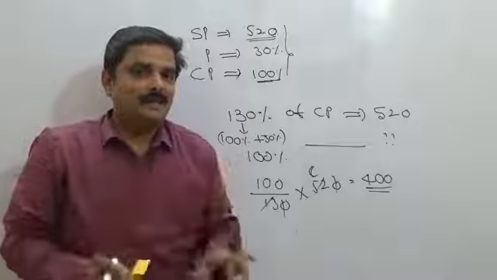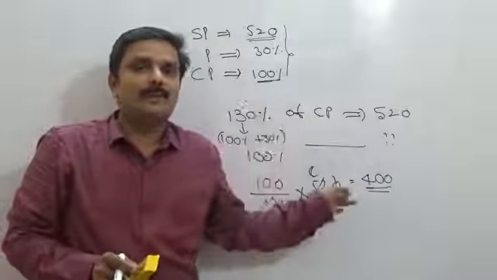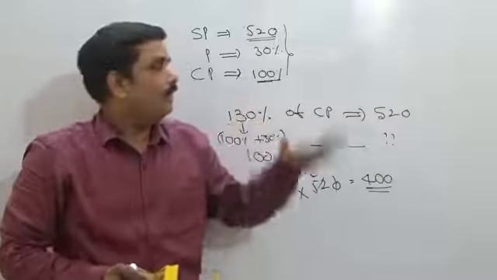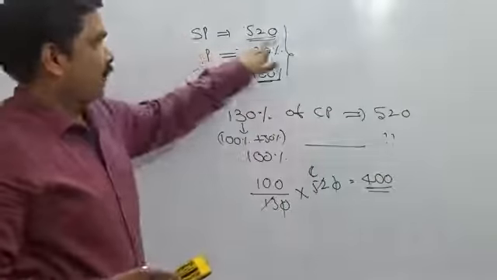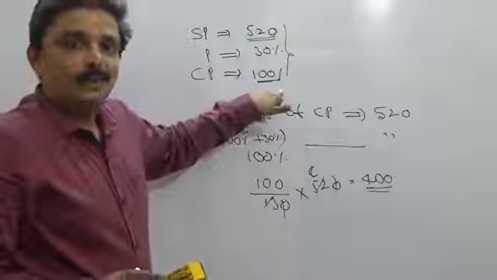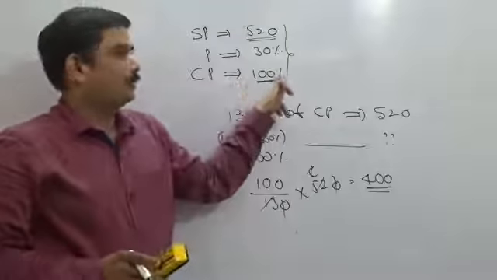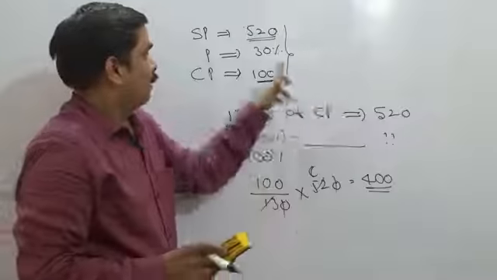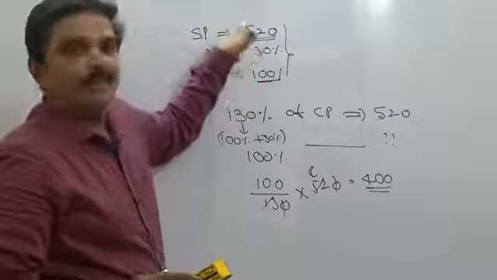Friends, I just repeat the question because this is a very important thing in profit and loss. We are moving towards some moderate level questions now. Here, selling price is 520, not cost price. Profit is 30%. What is the cost price? So, always remember cost price should be taken as 100%. Cost price is 100%. Now, 100 plus 30 would give me 520.